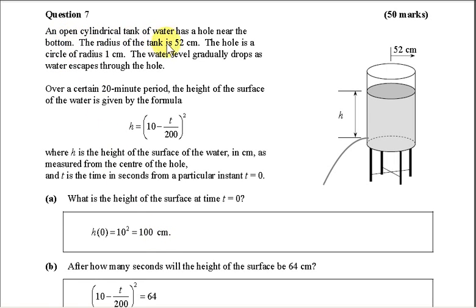An open cylindrical tank of water has a hole near the bottom. The radius of the tank is 52 centimeters. The hole is a circle of radius 1 centimeter. The water level gradually drops as water escapes through the hole.